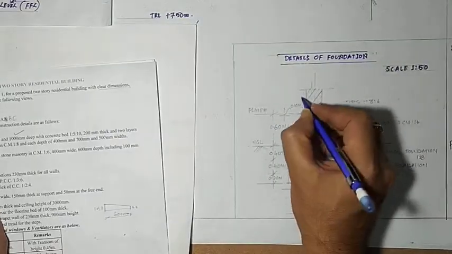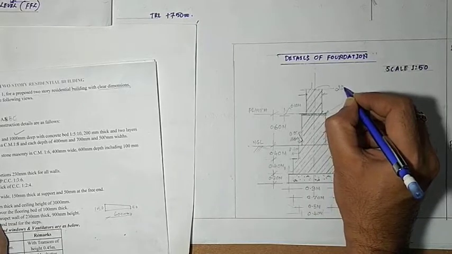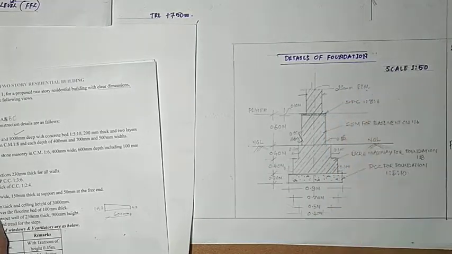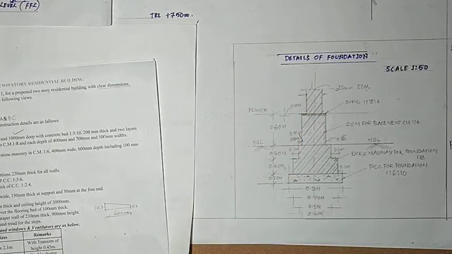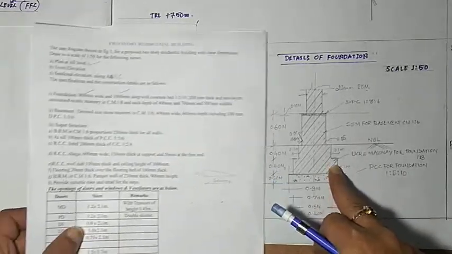So this width is known, that is 230 mm burnt brick masonry, laid over the DPC. So these are typical details of foundation. Normally these will be constructed for load bearing walls.